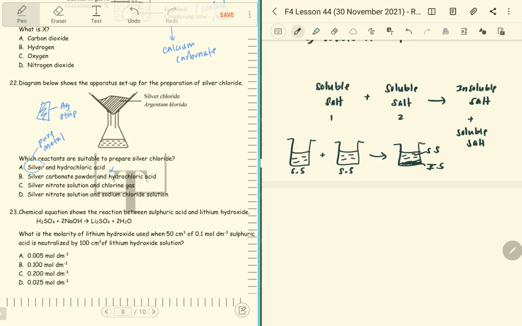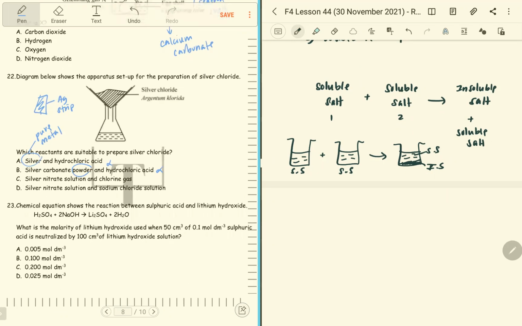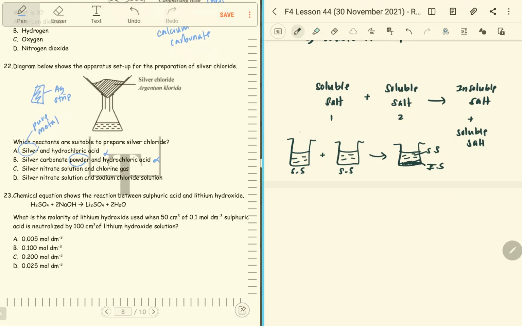Okay, so next one, silver carbonate powder. You see powder, you know this is solid already, so we're not looking for this. So soluble salt and soluble salt, these both are solutions. So B is also wrong. Third one, okay, silver nitrate solution. Oh, okay, got solution, and you know silver nitrate is soluble.